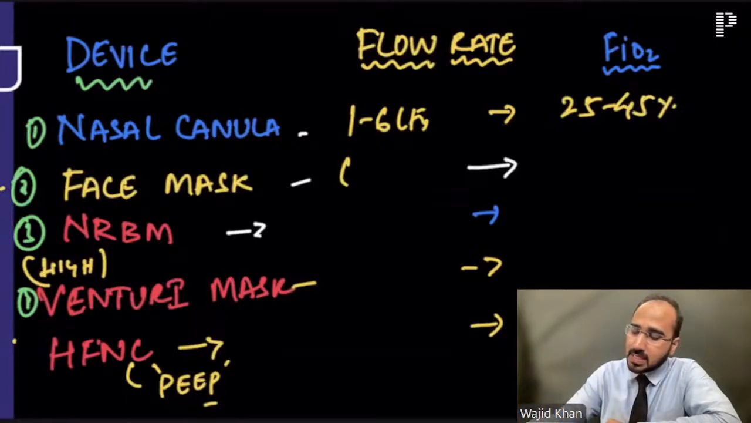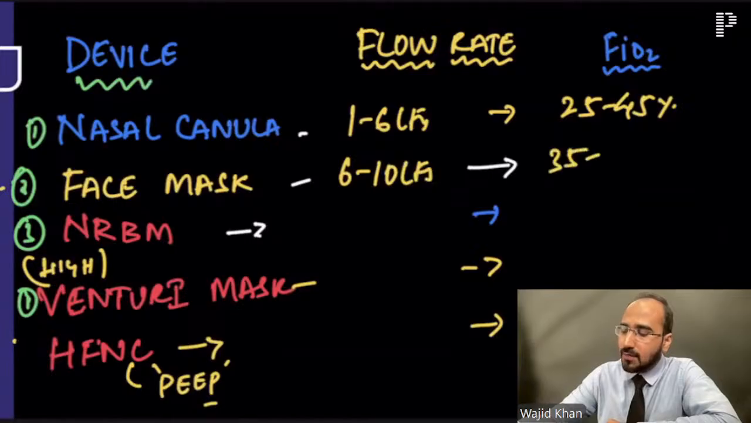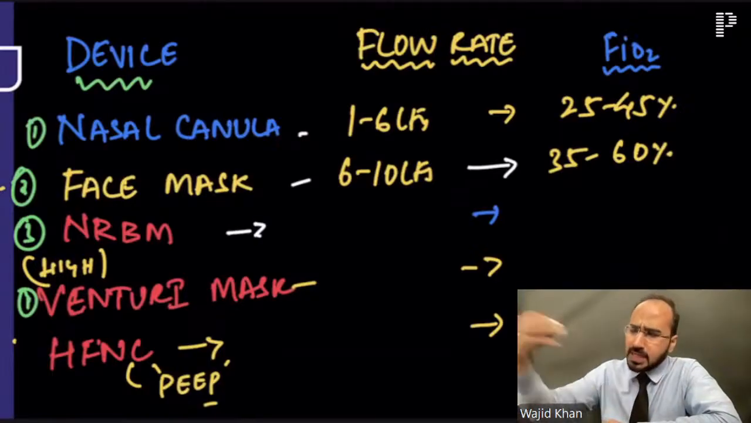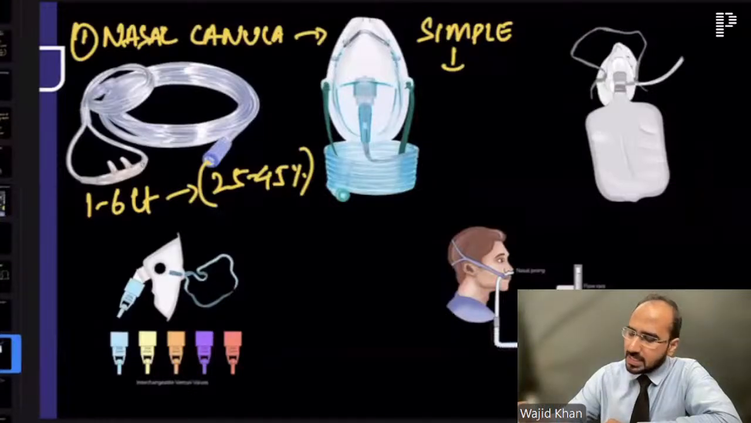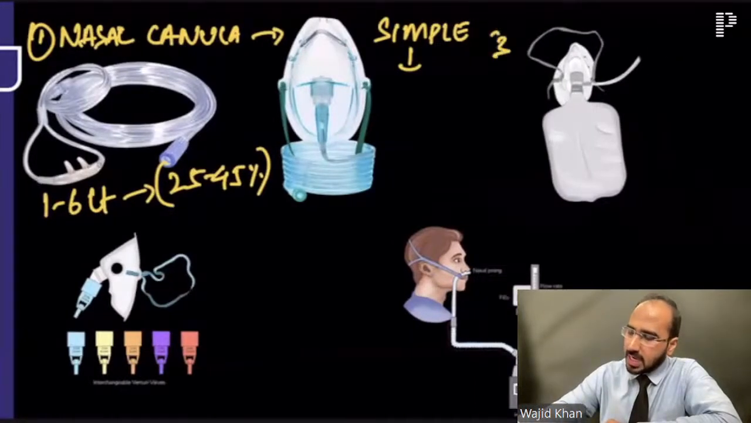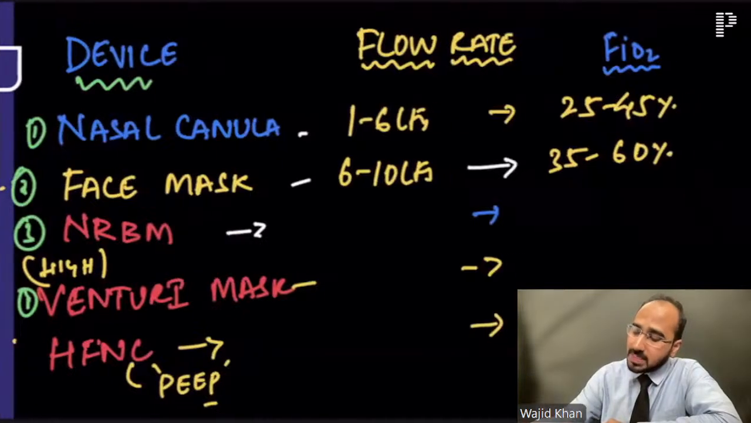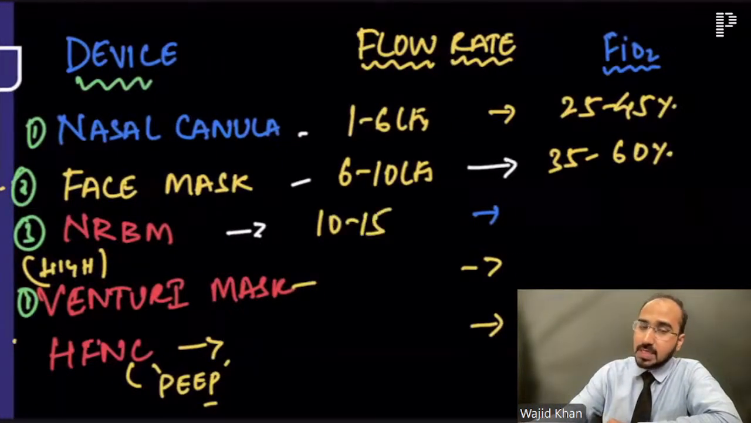With a simple face mask, 6 to 10 liters of oxygen can be given, which will give an FiO2 of 35 to 60%. If he's still not improving, I will tell his attender, please bring a non-rebreathing mask. A non-rebreathing mask looks like this, guys. The third is this NRBM, non-rebreathing mask. How much oxygen will be supplied? 10 to 15 liters. You get this point?